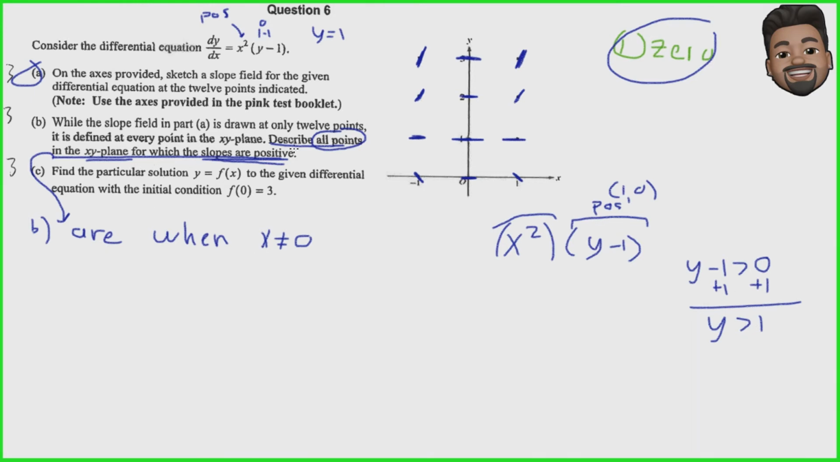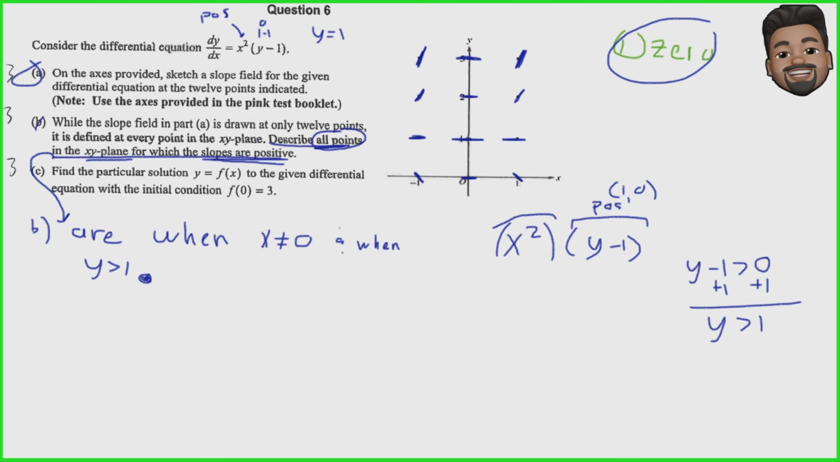So we're going to say, describe all the points in the xy plane for which the slopes are positive. We're going to say all the points in the xy plane for which the slopes are positive are when x cannot equal 0 and y is greater than 1. And that's going to solve this problem because we are essentially excluding the 0 slopes and we're saying when y is greater than 1. So we know everything else, all the points, infinite points in the xy plane that are positive are when these two conditions are met. So hopefully that makes sense. That's going to take care of A and B.